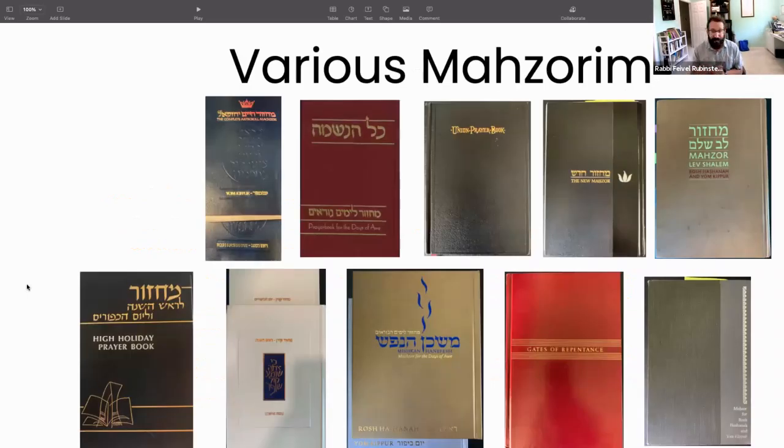So with that in mind, let's dive right in. These are a bunch of the mahzorim that I used to create the source sheet for this particular thing. If you see one of these on the screen and you go, oh, wait, I've got that in my bookshelf somewhere, great, grab it, bring it over, have it nearby.